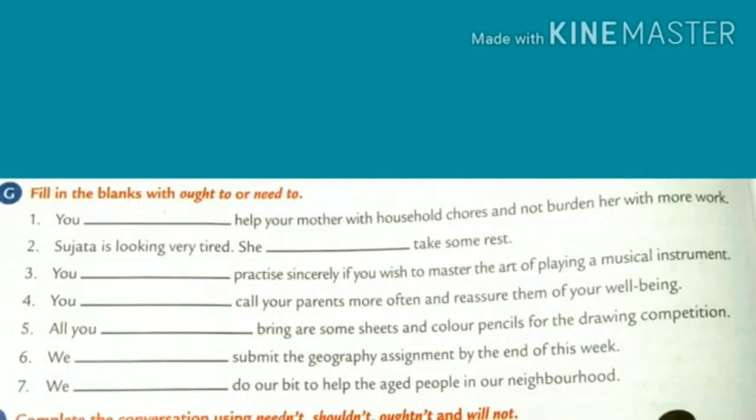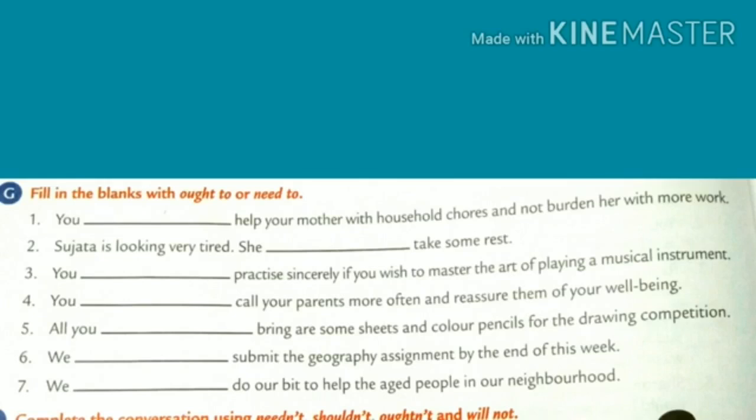Fill in the blanks. Next exercise: fill in the blanks with ought to or need to. We use need only for necessity. We use ought to for obligation, duty and expected behavior. Now we have to find out whether it is need or duty and expected behavior so that we can easily complete the blank using ought to or need to.